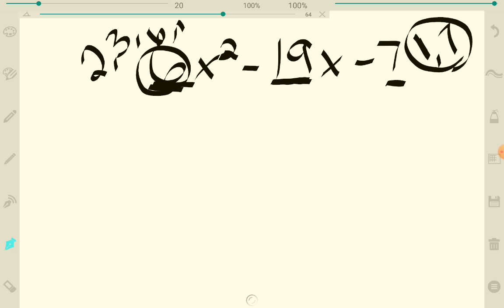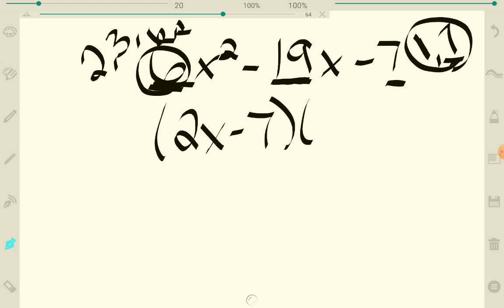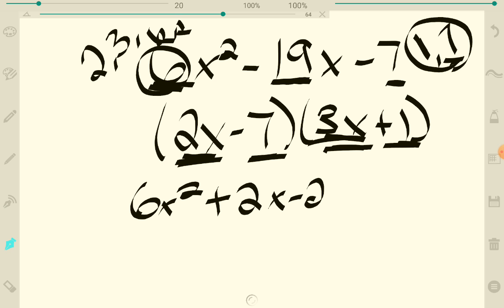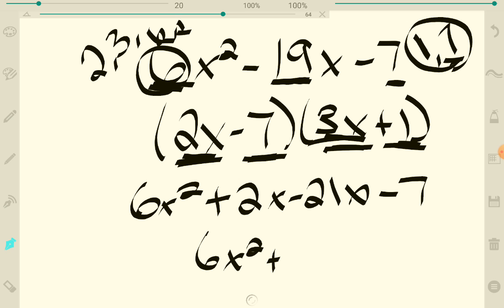7 times 6 is 42, so we cannot do that. 7 times 1 is 7, and we cannot do that. So we need to do 2x minus 7 and 3x plus 1, because when we do this times this, we get 6x squared. When we do this and this, and this and this, we get positive 2x minus 21x, and this we get -7. And when we add that together, we get -19x minus 7.